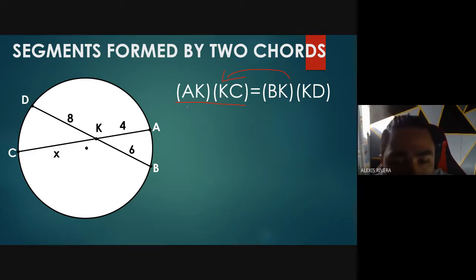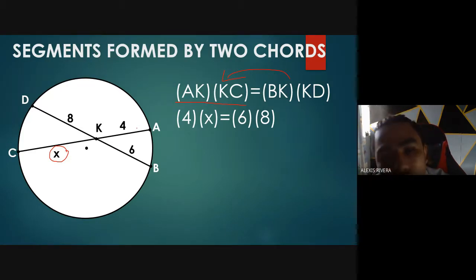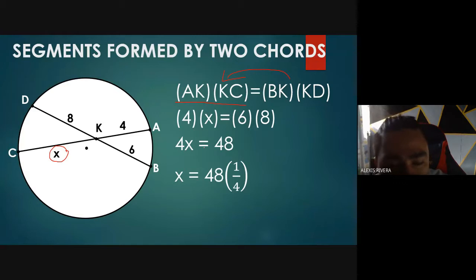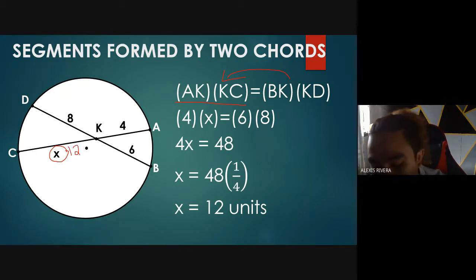Substitute AK with 4. Substitute KC with X because that is missing. Hahanapin natin yung value nun. Equals BK which is 6 and KD which is 8. So perform the operations. Multiply lang po iyan. That will be 4x will be equal to 48. And after that, times sa 1/4 or i-divide sa 4, parehas lang. That will give us 12 units. Therefore, KC is equal to 12 units. Let's have another one.